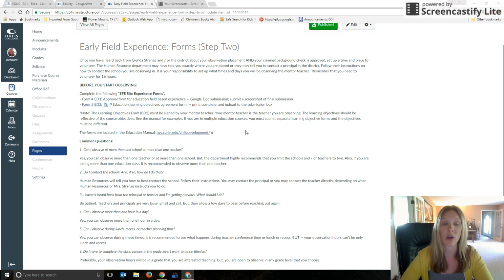Now, the question I most often get on the learning objectives form is, do I have to do this before I start observing? Ideally, yes, that you would do that before you start observing. But if you want to go in the very first day early and meet with your mentor teacher, review the learning objectives, and have your mentor teacher sign off, that would be fine too. You just need to get it submitted ASAP, not at the end of the semester, because again, this is the document that should be a portion of what's guiding your observations throughout the 16 hours.